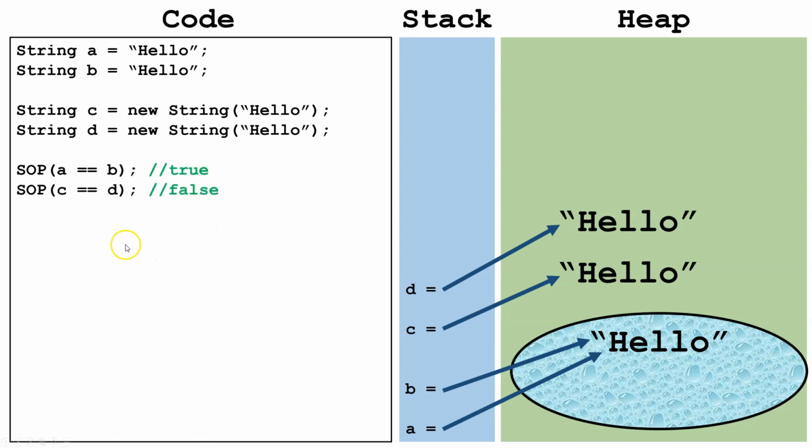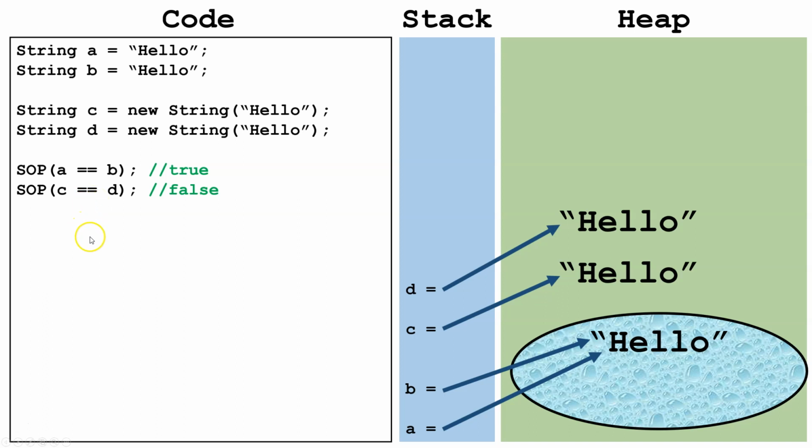Now let's compare it to this line of code. We're checking, are C and D the variables pointing at the same memory location on the heap? They are not, so this will print out false. Even though the data on the heap is the same, the memory locations where the data is stored are different. Because of this, double equals is not a good way to compare objects.